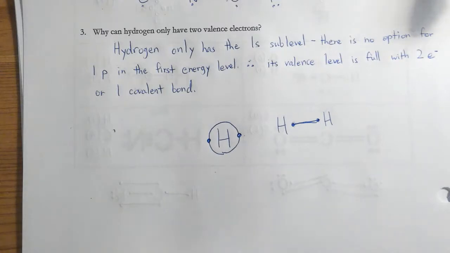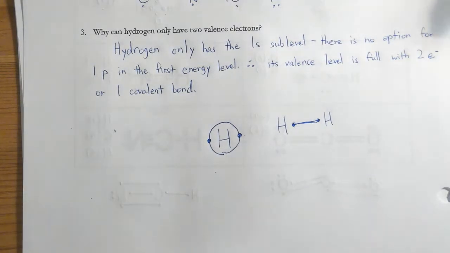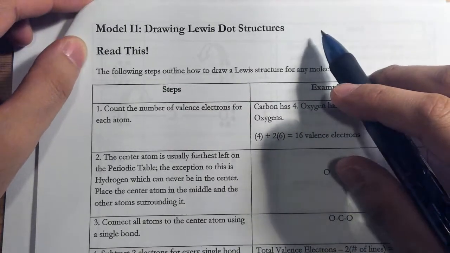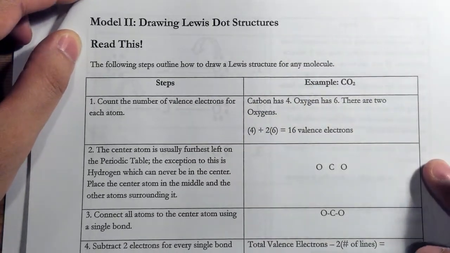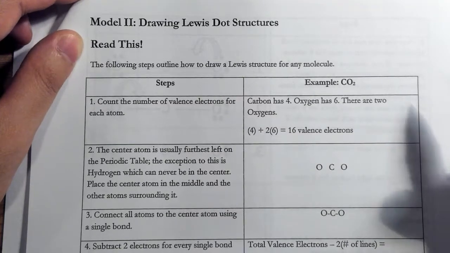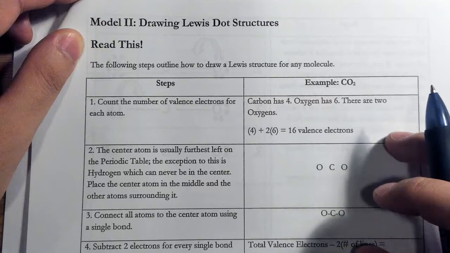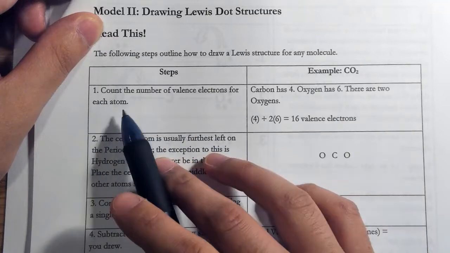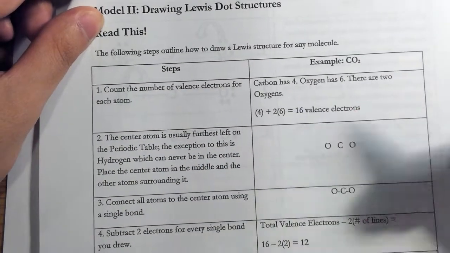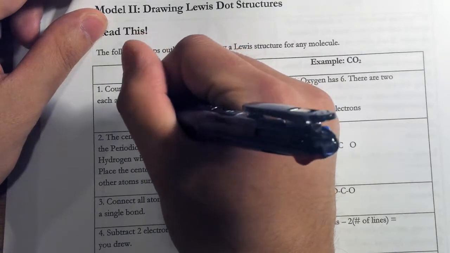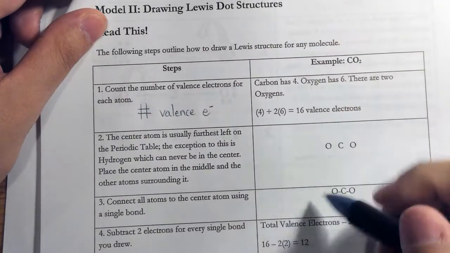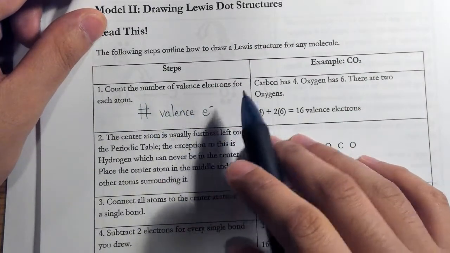So now we're going to learn the step-by-step process of how to create a Lewis dot structure. Drawing Lewis dot structures has all these steps, but I'm going to not summarize it, but put it into terms that are easier for you to understand. The first step says to count the number of valence electrons for each atom. That's very simple because it's just what it says. So I'm going to put a number sign of valence electrons. This is a very important step for the first one.